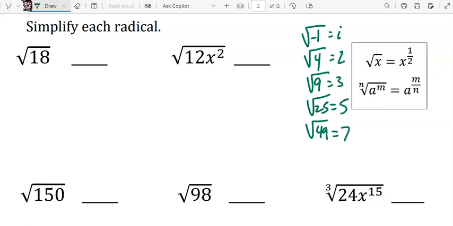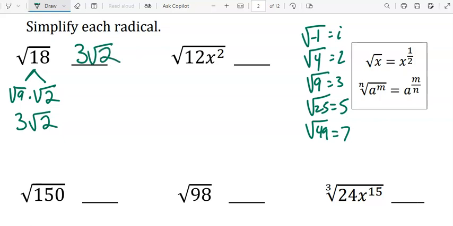For 18, 4 doesn't divide it evenly, and so we'll try 9. The square root of 9 times the square root of 2 is equal to the square root of 18. Square root of 9 is 3. 3 square root of 2 is your simplified form.